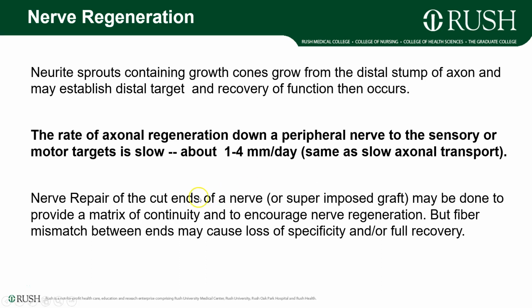To help that repair, sometimes you have to bring the ends of the nerves together, or superimpose some kind of a graft on top of the nerve injury, and in doing so you're providing that matrix for continuity, and that encourages the regrowth of nerve. Nerve grafting is a common procedure for large injuries. However, you are relying on individual axons making perfect connections from the cell bodies to the target organs. If there is a mismatch between the ends, then you may lose specificity and or full recovery of that target organ.